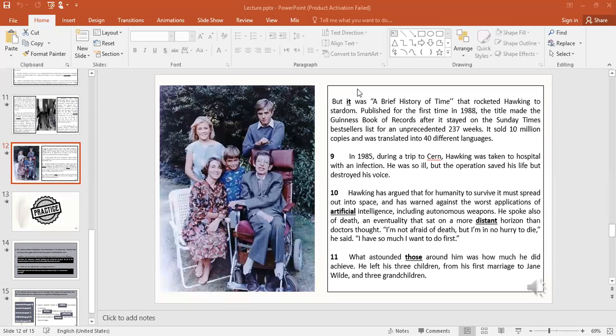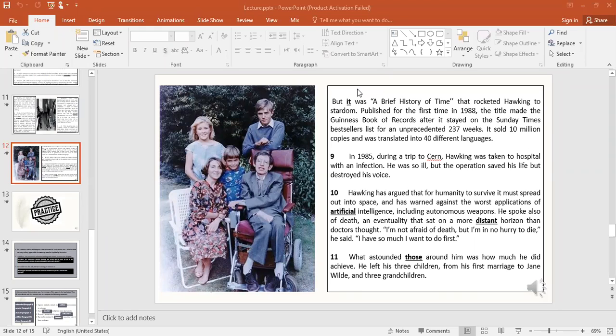A Brief History of Time is a book. Stephen Hawking wrote this book and it was published in 1988. The title made the Guinness Book, you surely know the Guinness Book. Is it possible that nobody knows the Guinness Book? No, we all know it, miss.